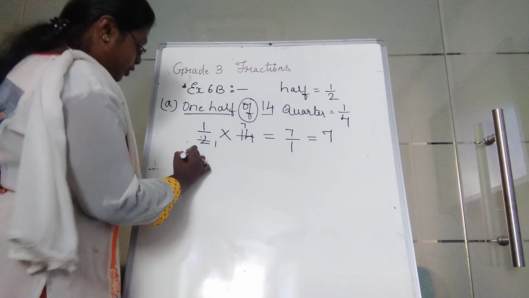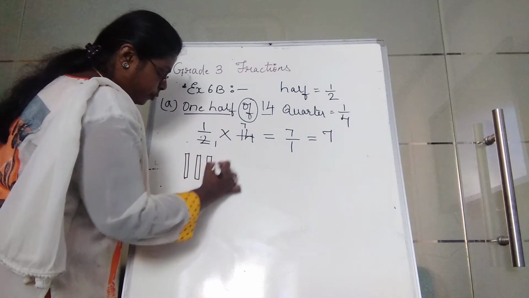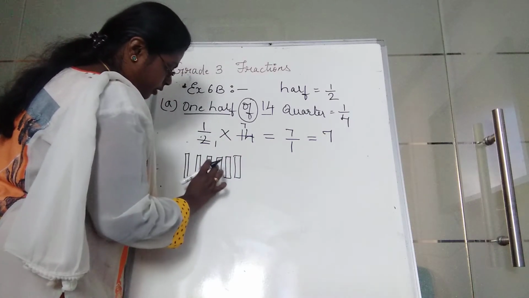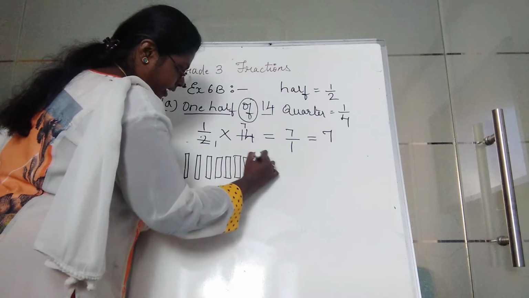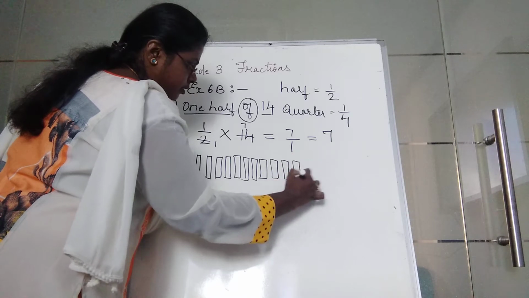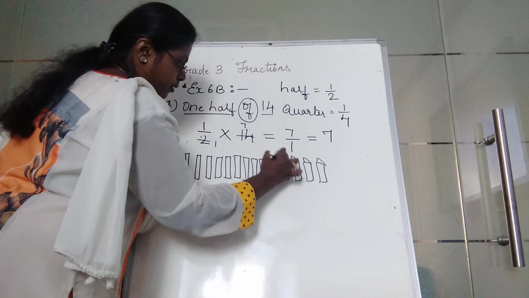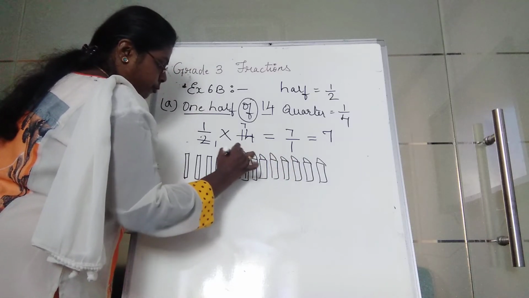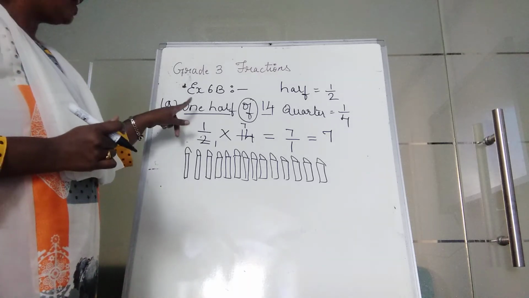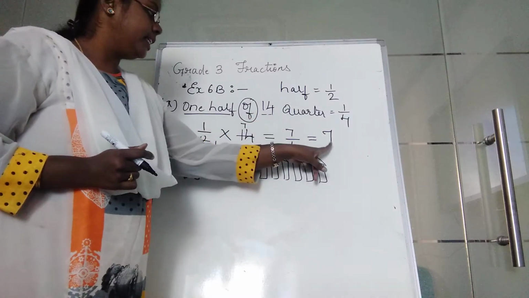And then they have given you 14 color pencils. 1, 2, 3, 4, 5, 6, 7, 8, 9, 10, 11, 12, 13, 14. So these are your color pencils, right? Out of 14 color pencils, how many do you need to shade? You need to shade half. So what is the half of 14? Half of 14 is 7.